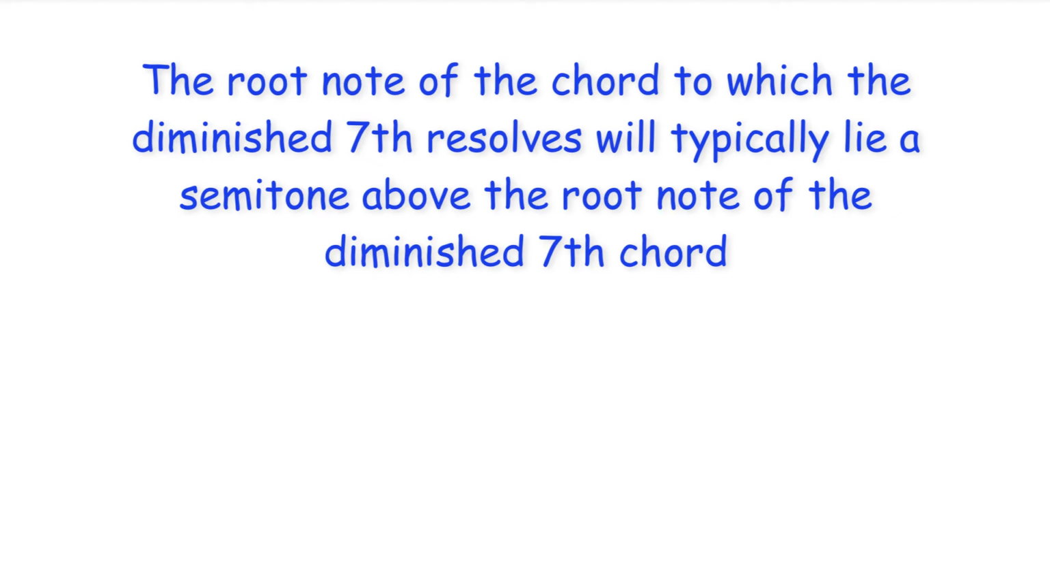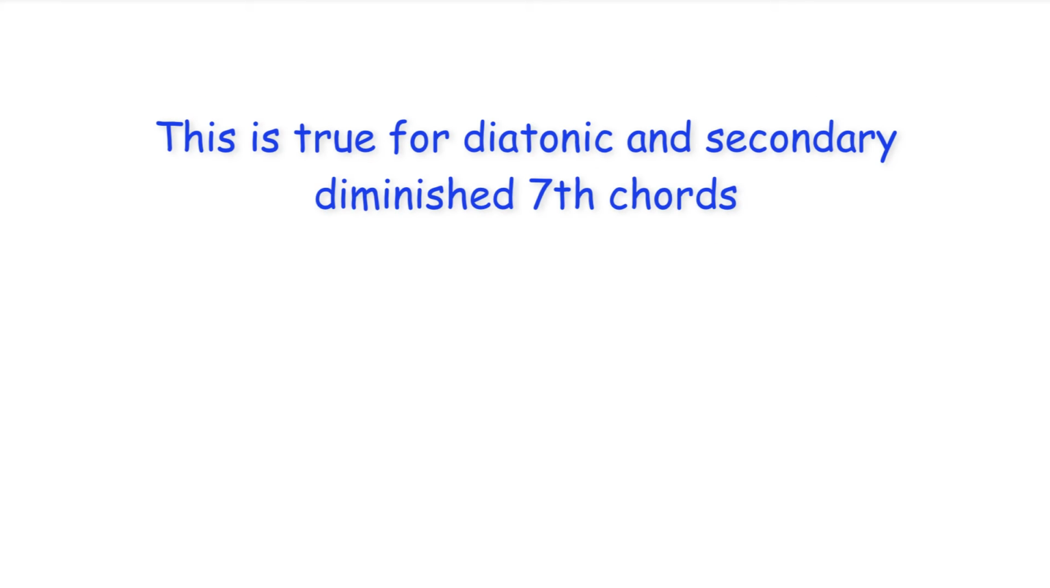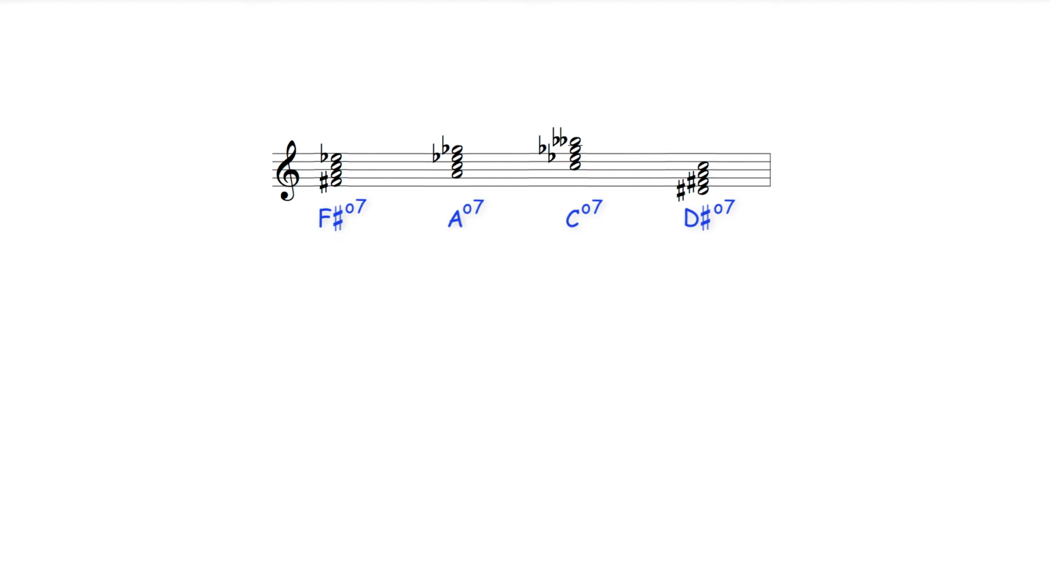The root note of the chord to which the diminished seventh resolves will typically lie a semitone above the root note of the diminished seventh chord. This is true for diatonic and secondary diminished seventh chords. In these examples then, the diminished seventh chords would resolve to a G minor or major chord, a B flat minor or major chord, a D flat minor or major chord, and an E minor or major chord.